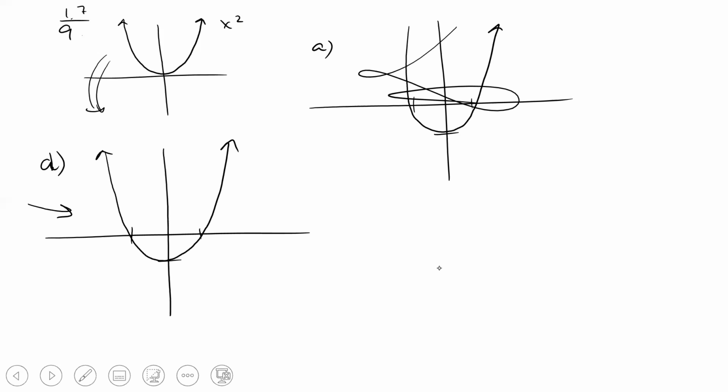I had g of x equals x squared minus 1. Yeah, everything got shifted down by 1, right? It was a vertical shift of 1 down. And so the equation should be x squared minus 1 because everything just got shifted down. We're good? Okay, cool. So that's A. Let's go down to B now.